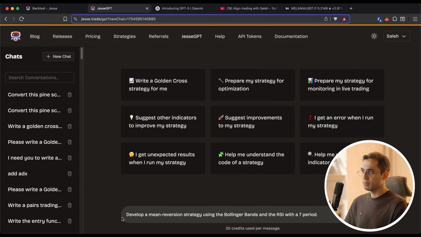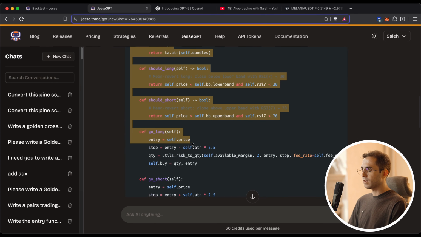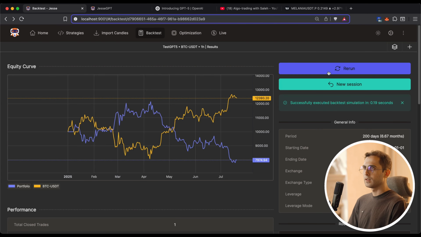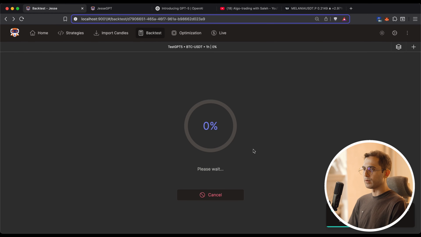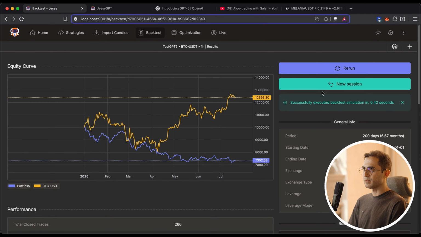All right, next, develop a mean reversion strategy using the Bollinger Bands and the RSI with the 7 period. All right, there we go. So let's copy the whole thing, update the code, and run the backtest again. There we go. So this is a perfect pass.